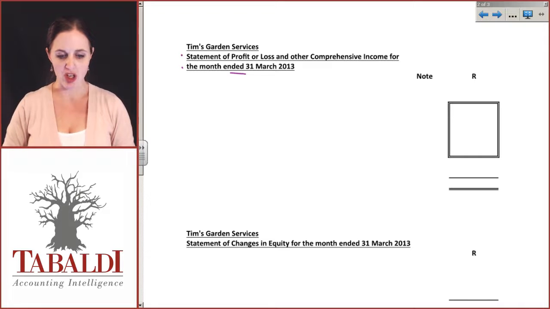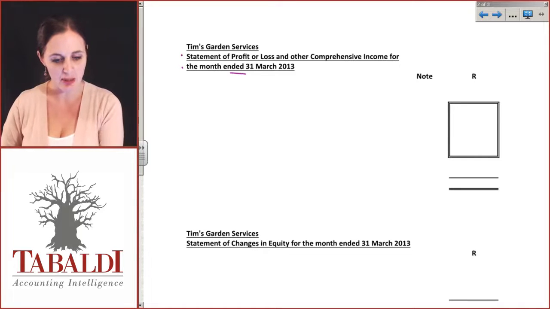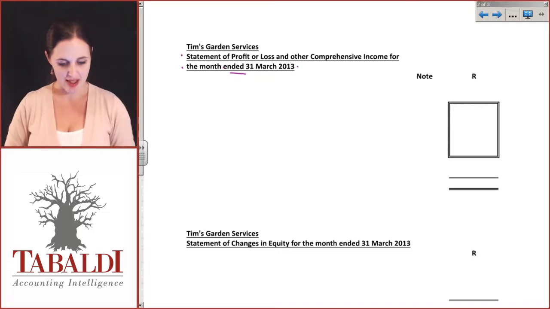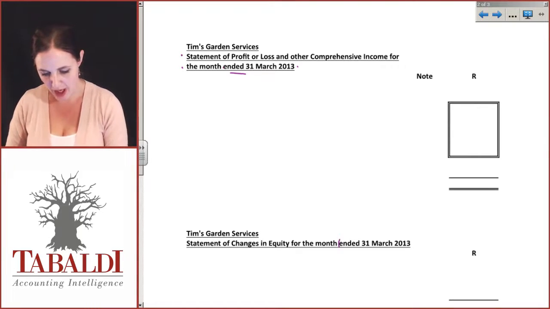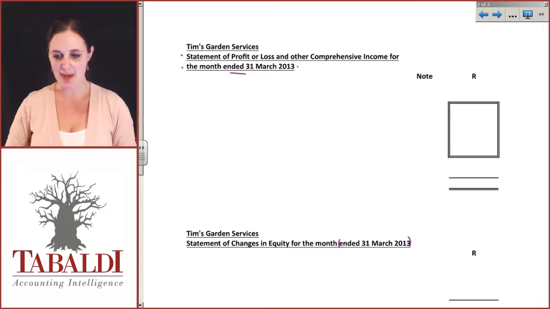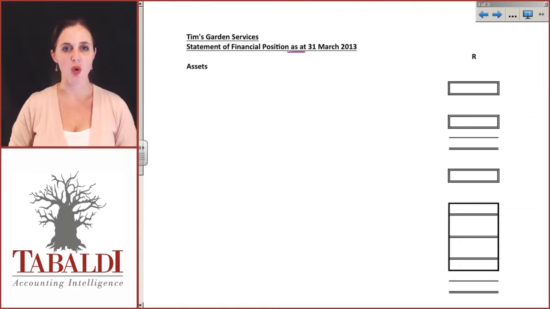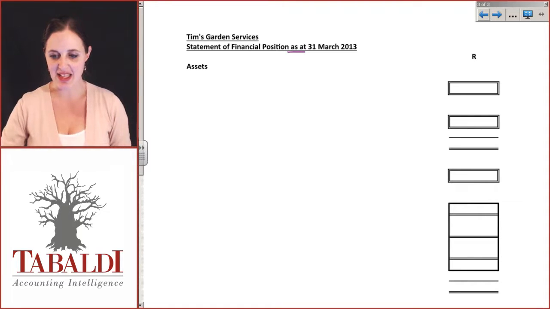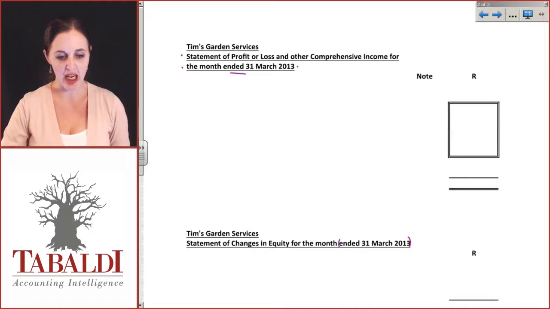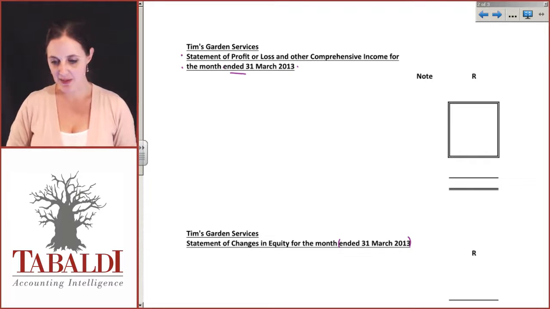Your statement of profit and loss, or loss and other comprehensive income, talks about the period ended, whereas your statement of changes in equity also talks about the period that's ended. Your statement of financial position talks about it's as at, okay? It's not for the period ended, it is as at a certain date. So be very careful about how you write those dates out.